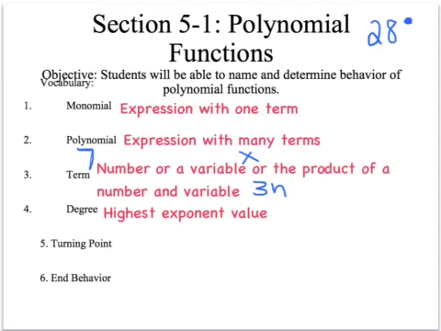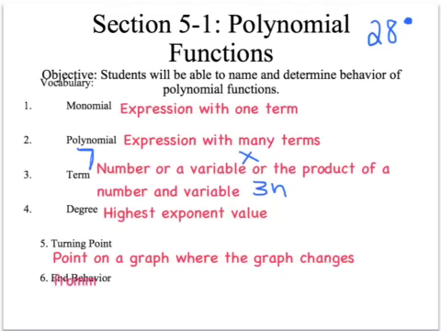So we have a turning point. A turning point is a point on a graph where the graph changes from increasing to decreasing, or vice versa.